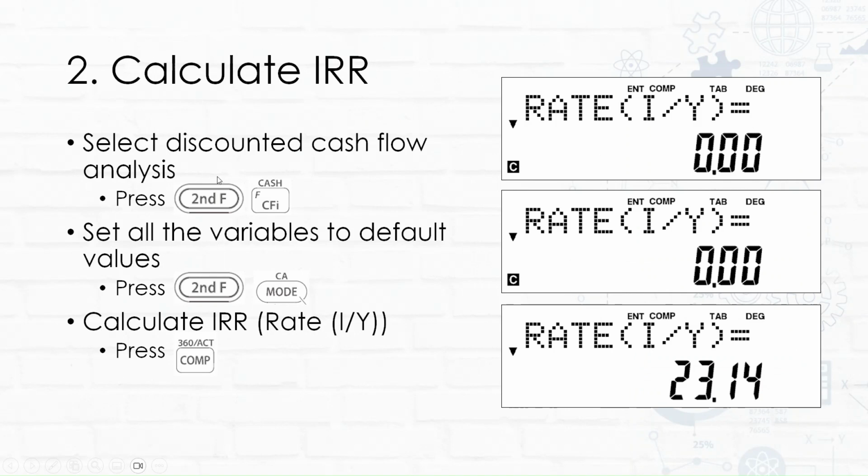You'll start off by pressing second function, cash flow, and you'll see the cash flow analysis there at the top. You'll set all your default variables inside this to default, and that's just pressing second function mode, and then you'll calculate the new internal rate of return by pressing comp. All right, so let's do that together now on the calculator.